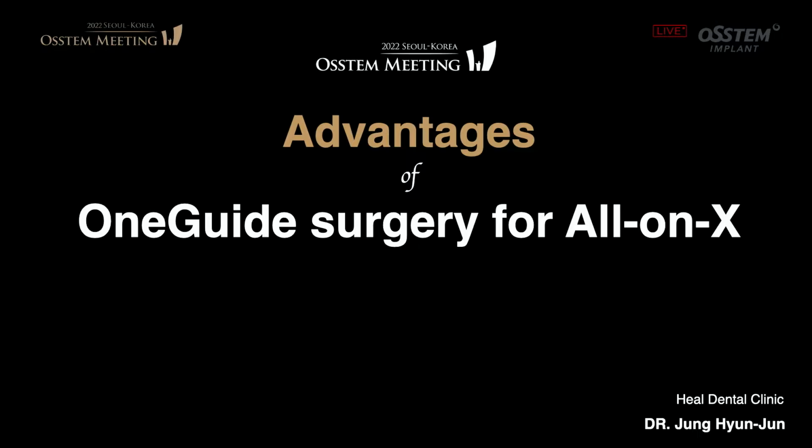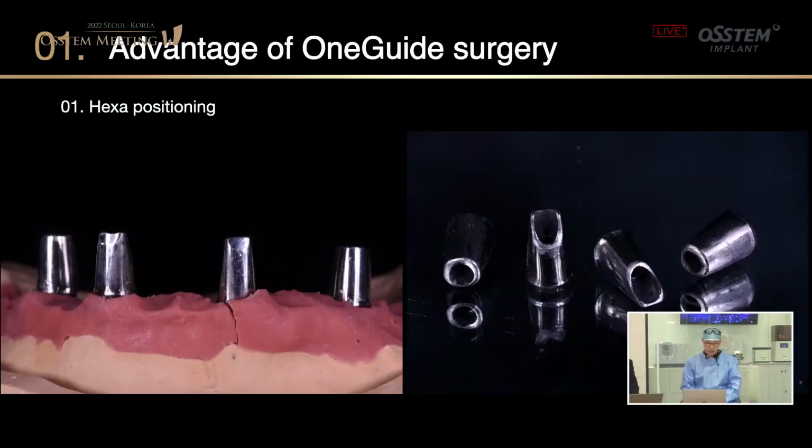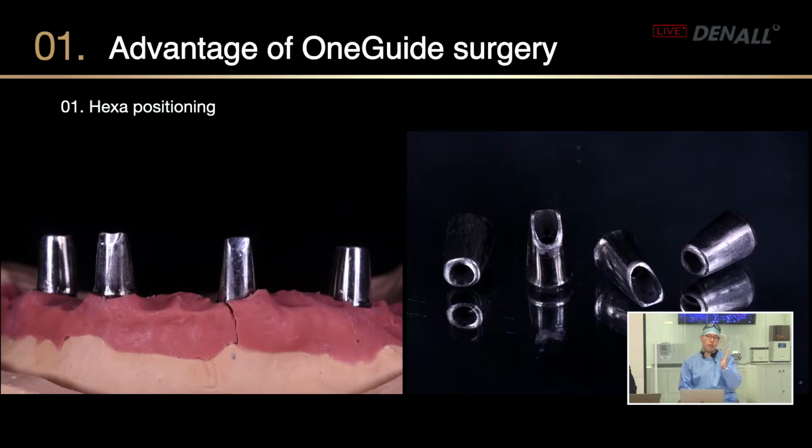In my opinion, OneGuide surgery for all on X. First of all, X positioning is possible. When you do all on X, so when you open flap and do surgery in analog ways, you need to think about the bleeding and angle in the lower anterior as well as mental foramen. Because of these concerns, even if you use tilted implant, 30 degrees, 17 degrees, it's not easy to get that.